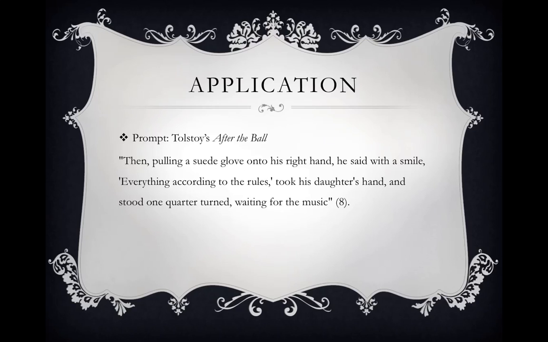Okay, so we're going to now jump into the close reading process directly, and I've picked a quote from Leo Tolstoy's After the Ball. And here it is. "Then, pulling a suede glove onto his right hand, he said with a smile, 'Everything according to the rules,' took his daughter's hand, and stood a quarter turned, waiting for the music."